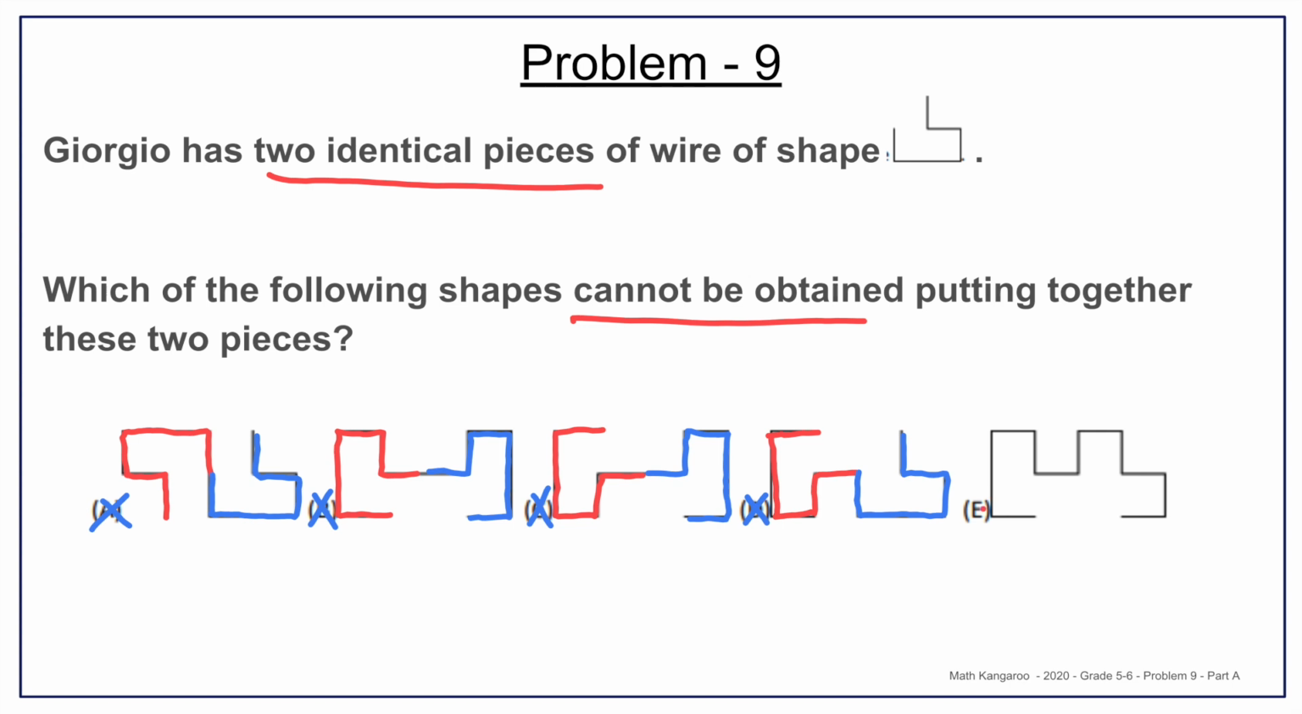Let us try option E. So we have this. We can form a shape here, and we cannot form another similar shape. So it could be either this way, which is not like this. So option E is our answer. So this is the only shape that cannot be obtained by putting together two pieces.